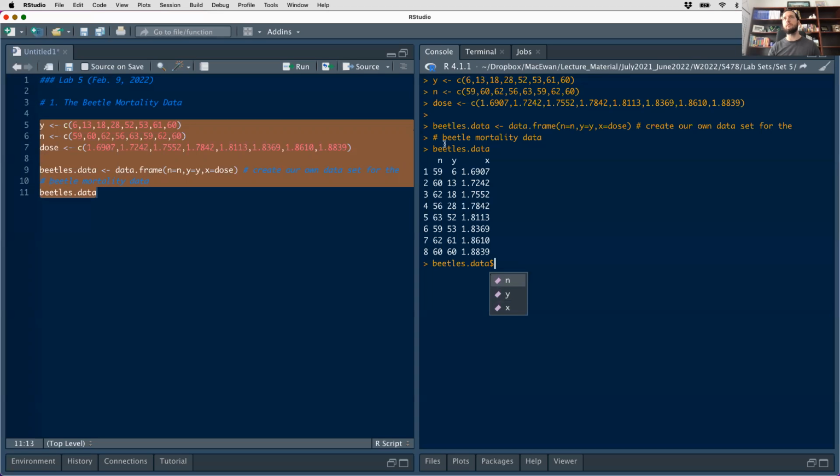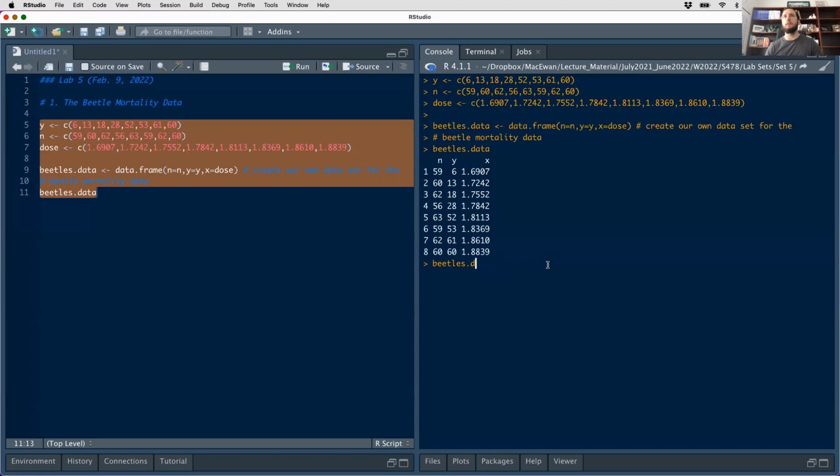I can easily extract columns from this data set simply using the $ notation, or I could even use things like matrix notation to pull out rows. So this would give me the first row, this would give me the 7th row, or I could isolate individual observations. So row 7, column 3, for example.